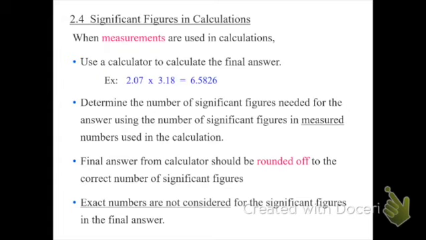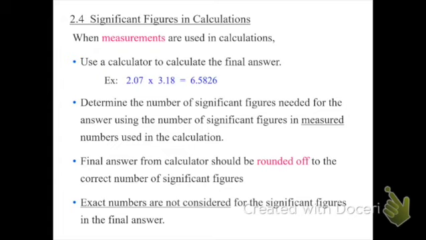Let's look at significant figures in calculations. When we have measurements that are used in calculations, we are going to look at how we use significant figures. For example, if you take 2.07 times 3.18, you get 6.5826.